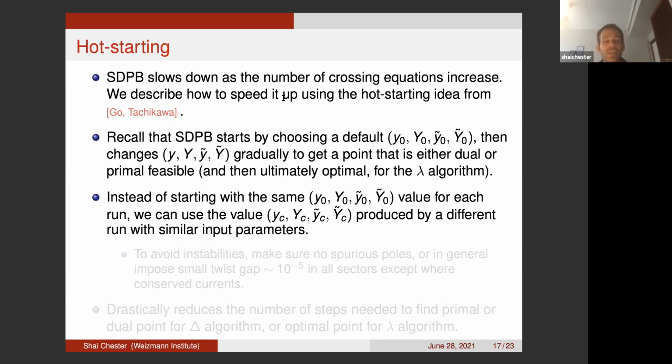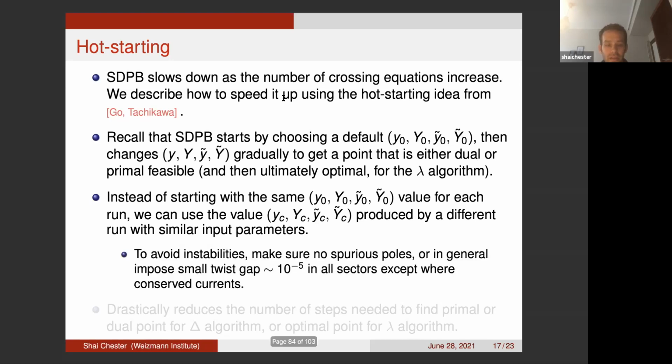And so instead of just choosing the same default value to start this algorithm every single time, why don't we try to use a first value which is closer to where we want to end up? So it's very close to finding an optimal point, or very close to finding either a dual or primal feasible point. And so this is basically what hot starting is. The name is descriptive: if you're cooking, instead of having to turn on the oven every single time you make a new dish, you can just keep the oven on and then all your dishes will cook quicker. So that's what hot starting is.